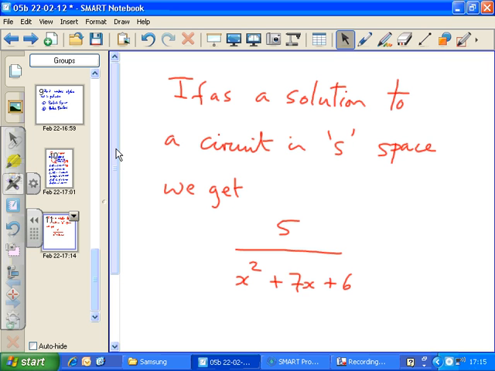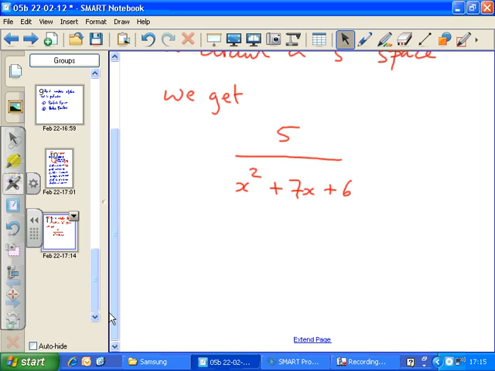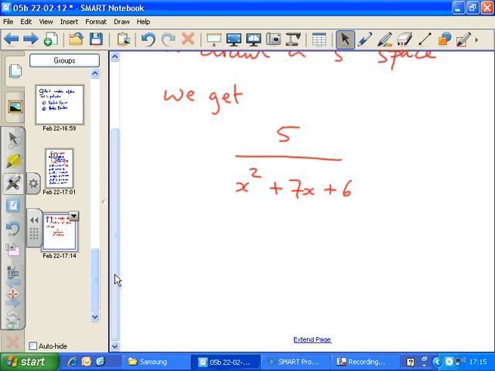To a circuit in S space, we get this. S space or base? S space. This sort of idea of S space. We're in a Laplace transform. I thought it was base. No, S space.